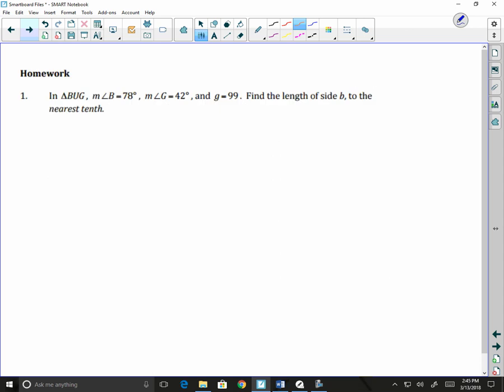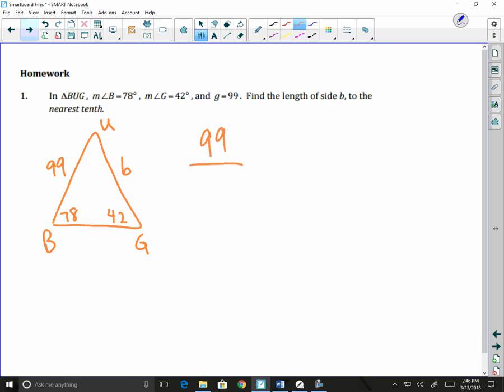Homework. So here's a triangle, BUG. It says B is 78, G is 42, and side G is 99. It wants us to find side B. So again, I have matching pairs, 99, sine of 42, B and the sine of 78.